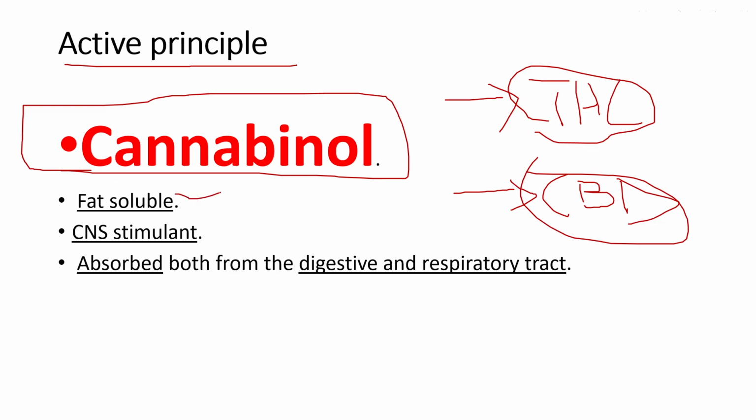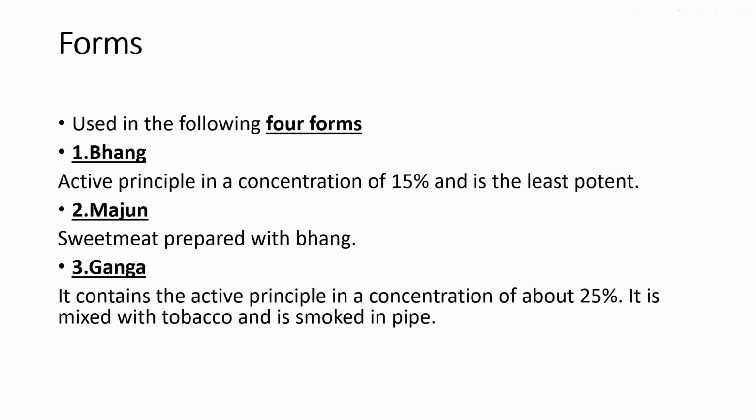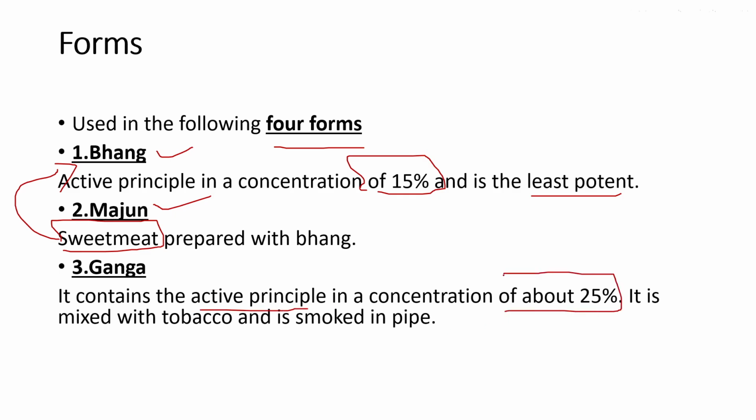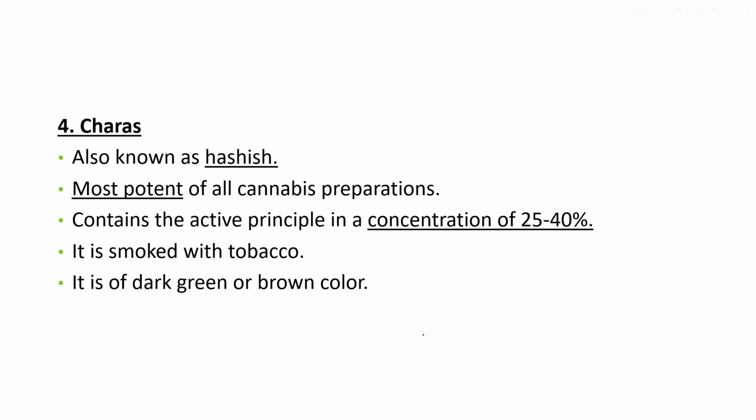The interesting thing is it's fat soluble and it stimulates the central nervous system, and it's absorbed from both the digestive system and respiratory tract. It comes in four different forms. The first is bhang. The concentration of the active principle in bhang is 15%, and it's the least potent. Highly used for recreational purposes, and when it's mixed with sweetmeats, it is called majun. The ganja has the active principle at almost 25% of cannabinol, and most of the time it's mixed with tobacco or smoked in a pipe.